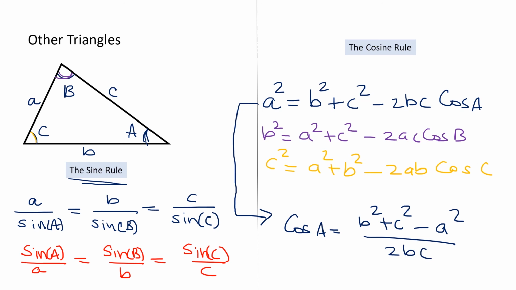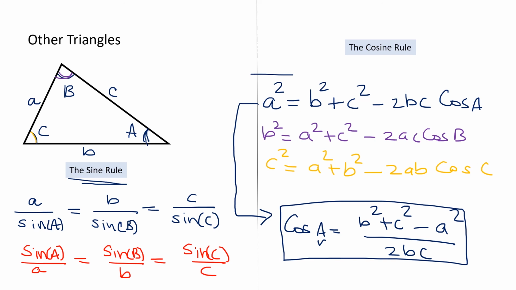This equation would be useful if you want to find angle A given that all three sides are known. The other equation would be useful if we want to find one side given that we know two sides and the angle.